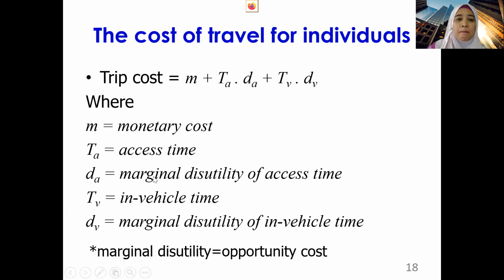Times what? Times the marginal, the DA just now stands for marginal disutility of access time. Marginal disutility is actually the opportunity cost. Now go back to the definition of opportunity cost. Opportunity cost is the next best alternative forgone. So what can you do with your time when you are waiting for your train just now? What's the alternative to the waiting time?